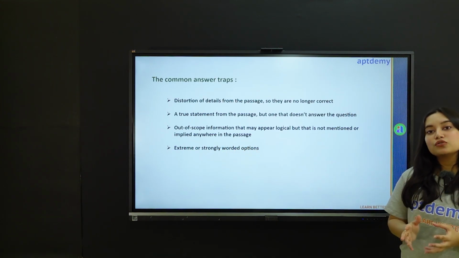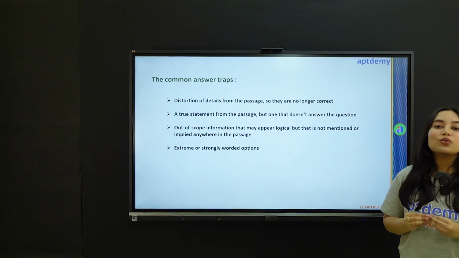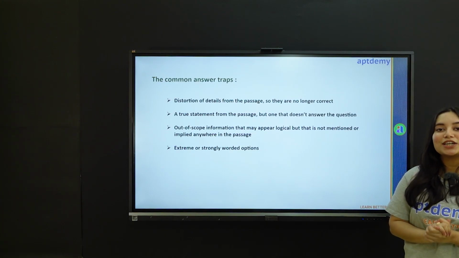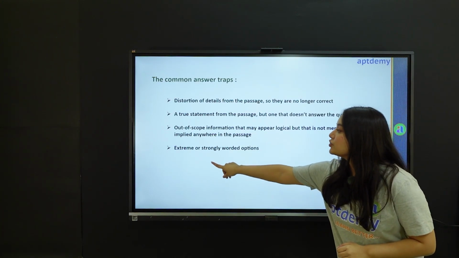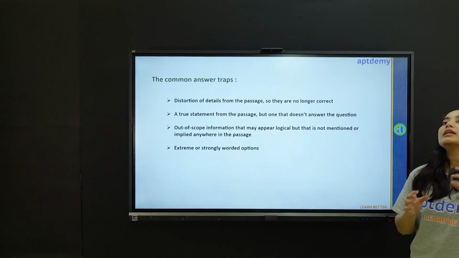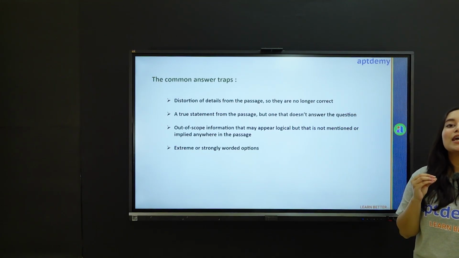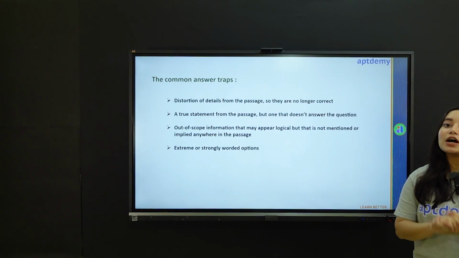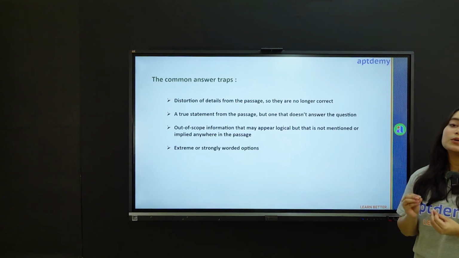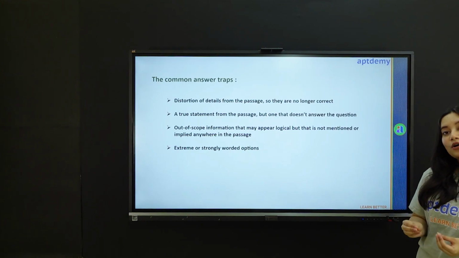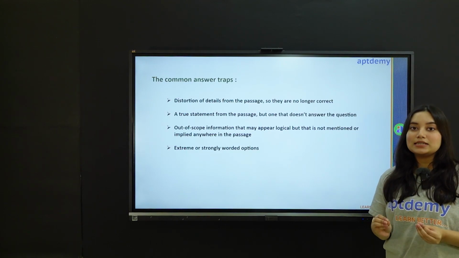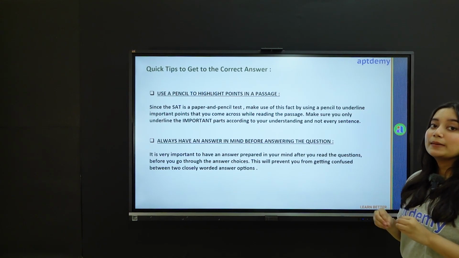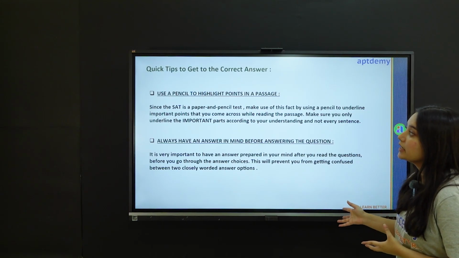Anything that needs your own justification, anything that is only supported by your outside knowledge will not be valid in the SAT reading test. And lastly, extreme or strongly worded options like never, always. These are extreme words, and I have always stressed that extreme options are a big red flag. If you see words like never, always, or an extreme option, always eliminate it at sight. Now that we know what the answer traps are, let us see how to get to the correct answer.